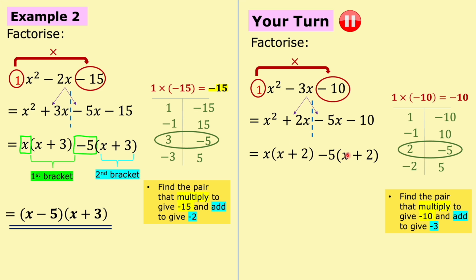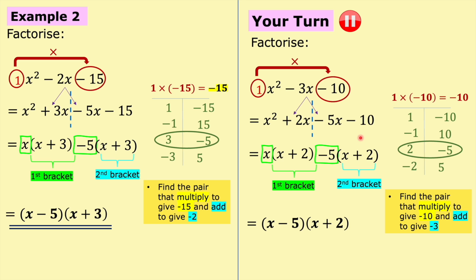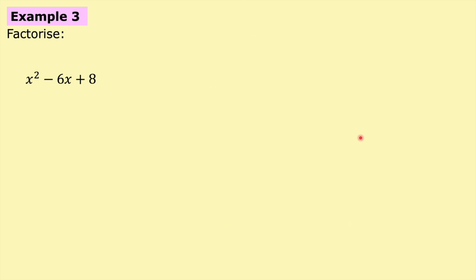If they're not the same, then go back and double check your negative signs just to make sure that they are. So now we need to identify our first bracket being x subtract 5, and our last bracket is x plus 2. So your final answer is x subtract 5, x plus 2. Well done if you got that. Okay, let's move on to a third example.